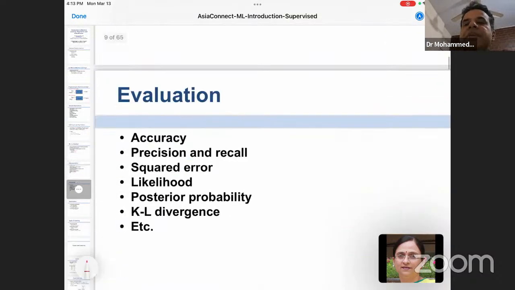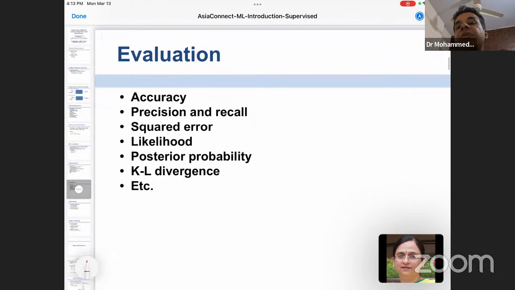Then what is evaluation? Evaluation is a measure of whether the machine is learning something or not. For example, you can measure accuracy, precision, recall or squared error. We can omit the details because you'll go through these again. Or likelihood or posterior probability. You can use these as evaluation, but it again depends upon your application or the problem that you are solving.